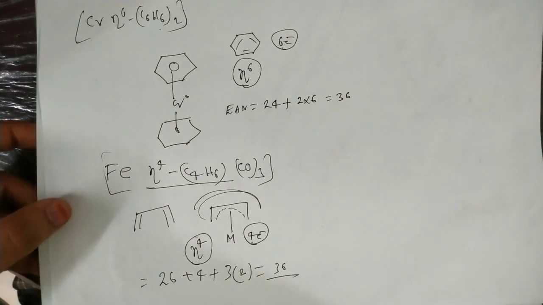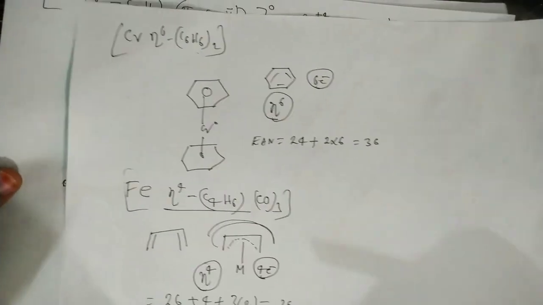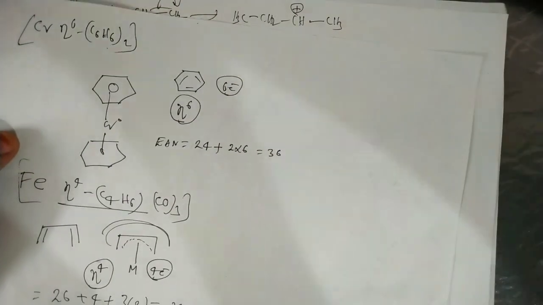Okay, so that is the calculation of the effective atomic number for metal-containing and similar compounds.